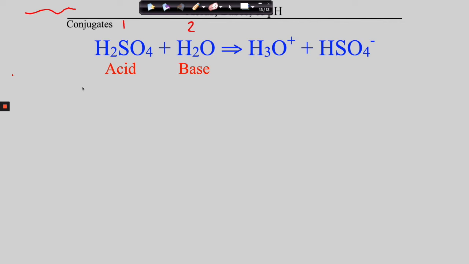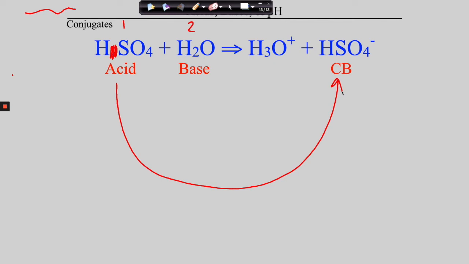One's the acid, one's the base. Now, how do you find the conjugates? And guys, this is the trick. Go to the acid, take away the hydrogen. When you go to the acid and take away the hydrogen, whatever's left over is the conjugate base.